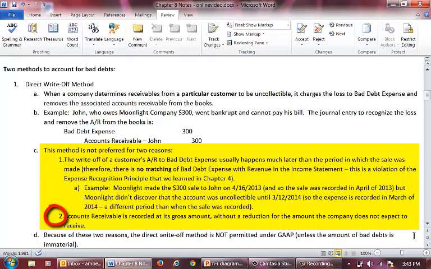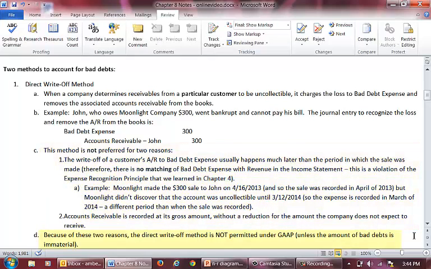Second, accounts receivable is recorded at its gross amount on the balance sheet without being reduced by the amount the company doesn't expect to collect. Thus, accounts receivable is overstated. For these two reasons, the direct write-off method is not permitted under GAAP.